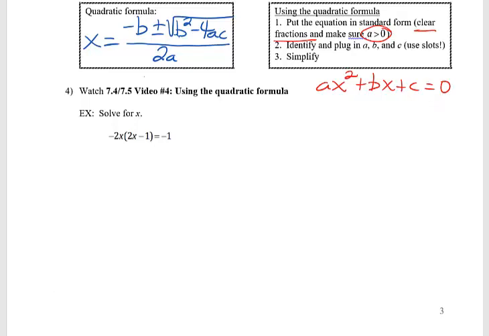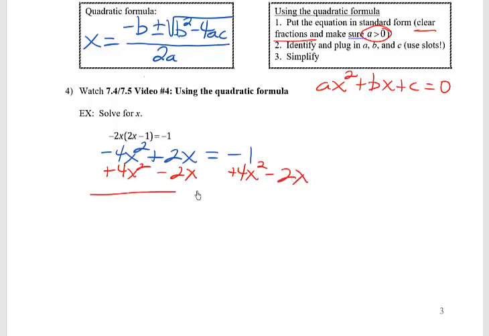In this example problem, it looks like I need to distribute to get rid of those parentheses. There's no parentheses in standard form. And let's see, I need to get everybody on the same side. I know I want the a to be positive, so I'm thinking what I should do is move these guys over to the right. And if I do that, then I will have what I want. Let's write down what we have now. Okay, so now I'm in standard form, and I'm ready then to go to the formula.